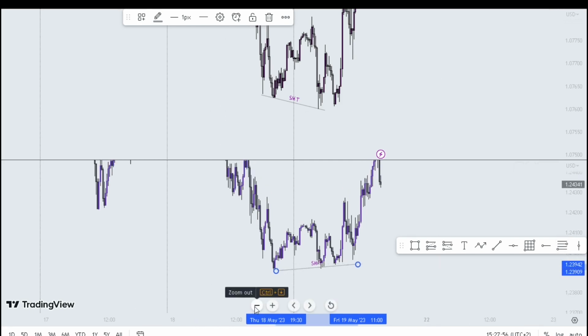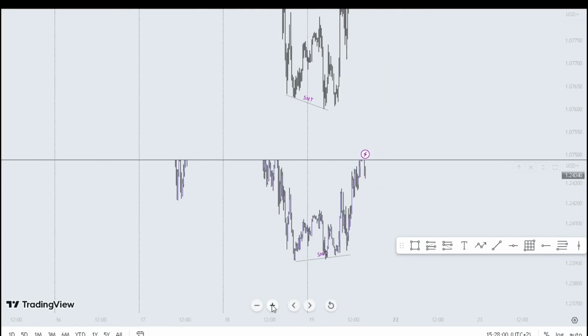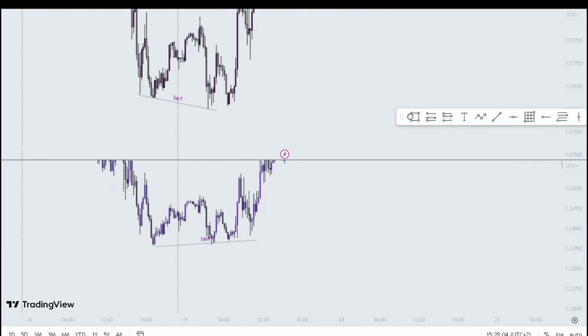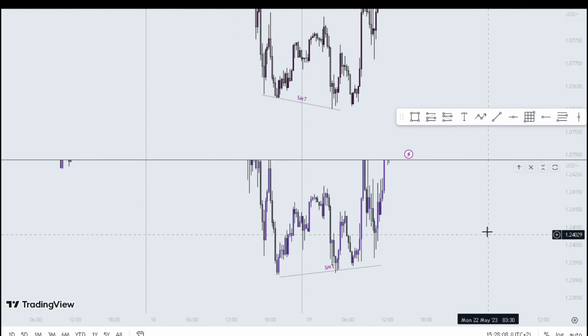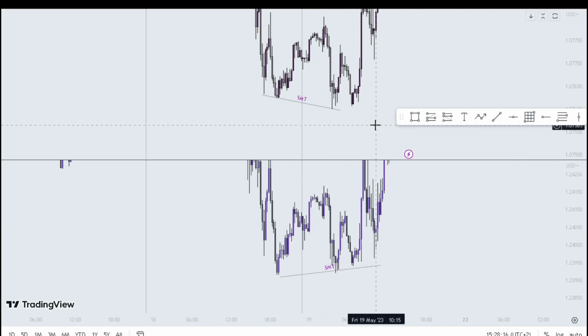So again, we do not enter there, we solely use it as a confirmation. So you look for past points of interest such as fair value gaps or order blocks, any PD array honestly. I look for SMT, then a market structure shift, and I enter on a fair value gap after that. I'll show you in my journal.